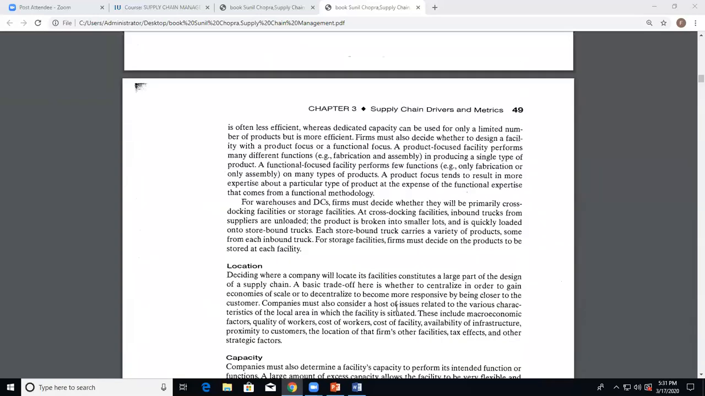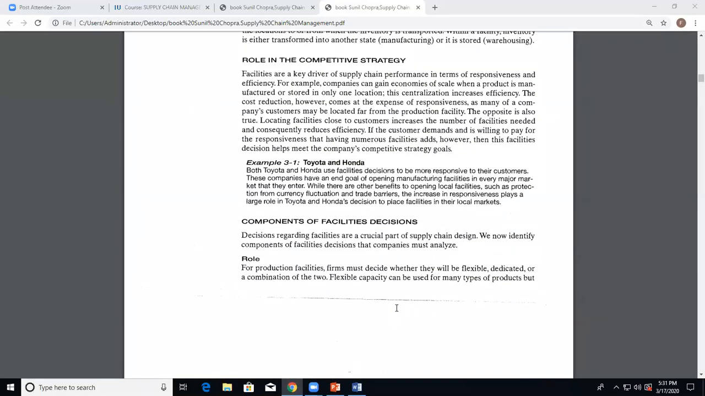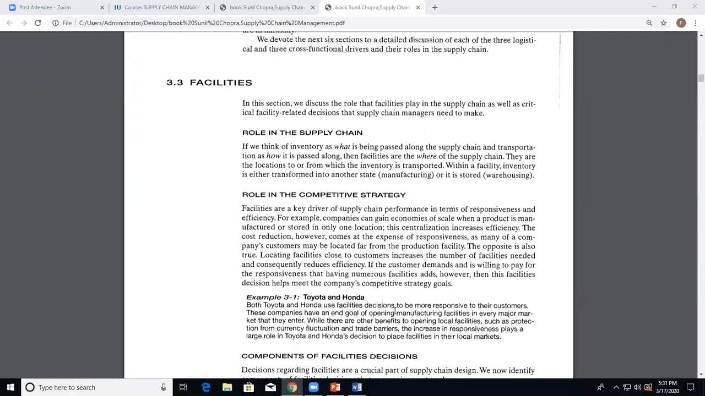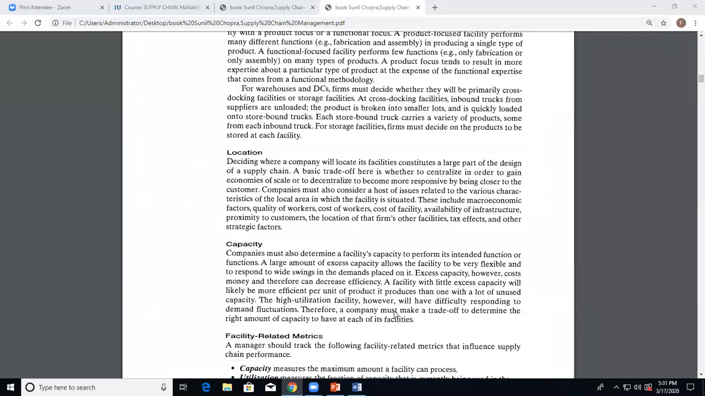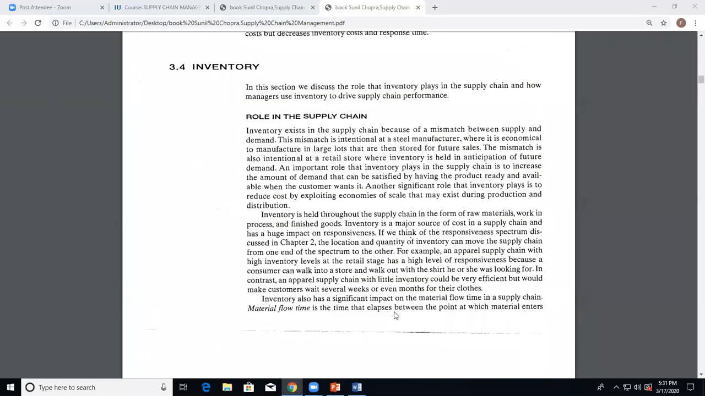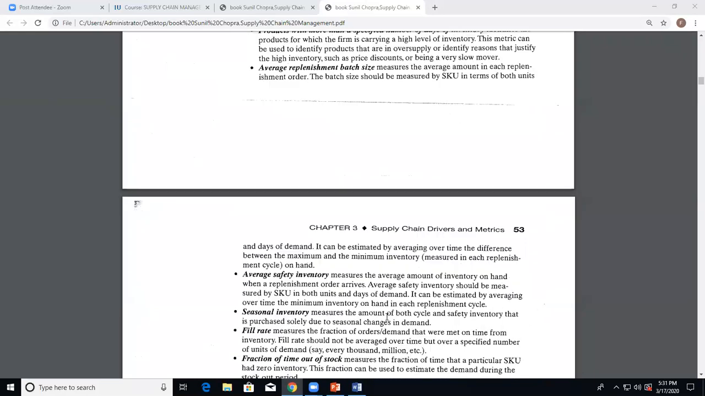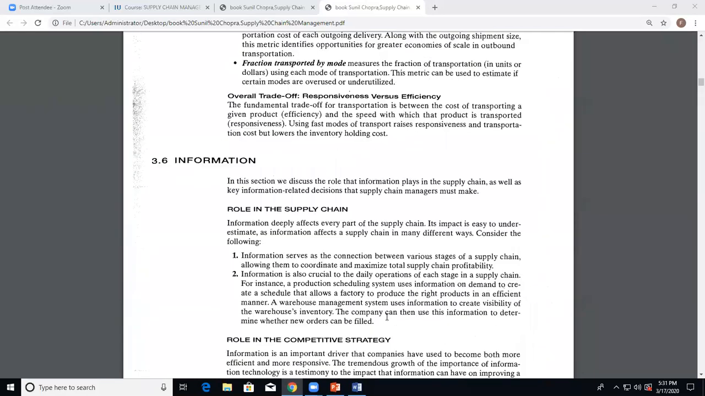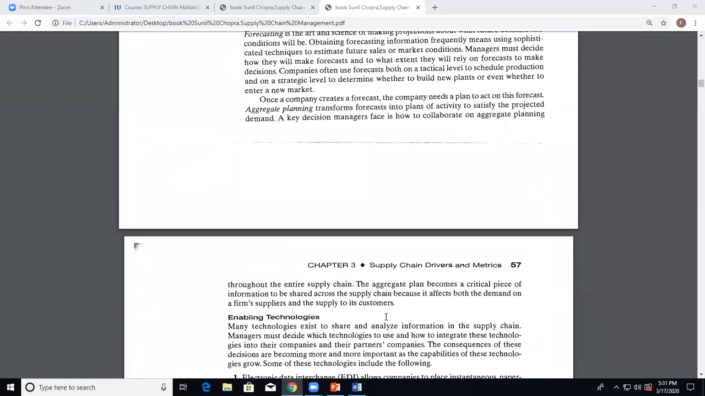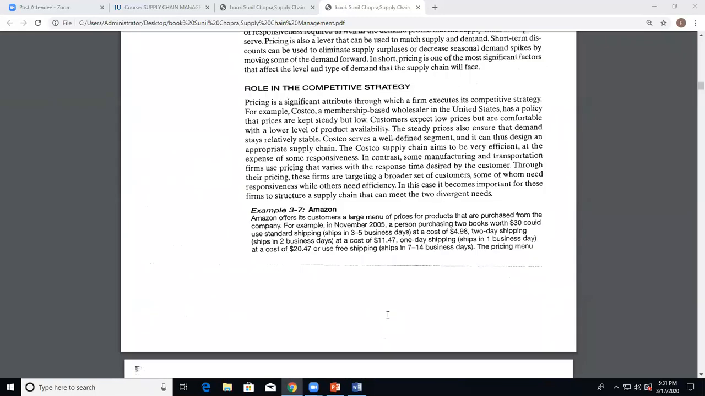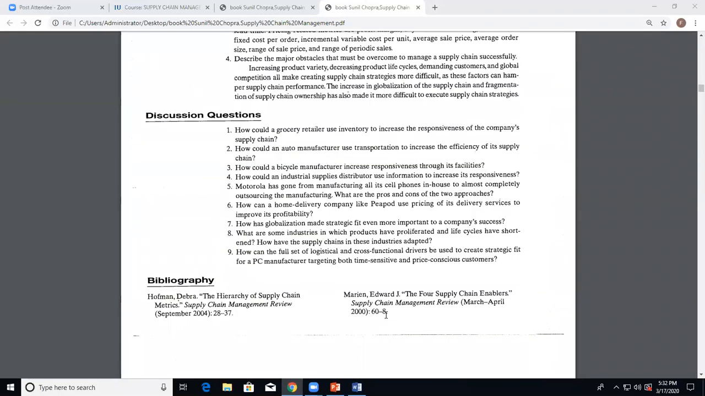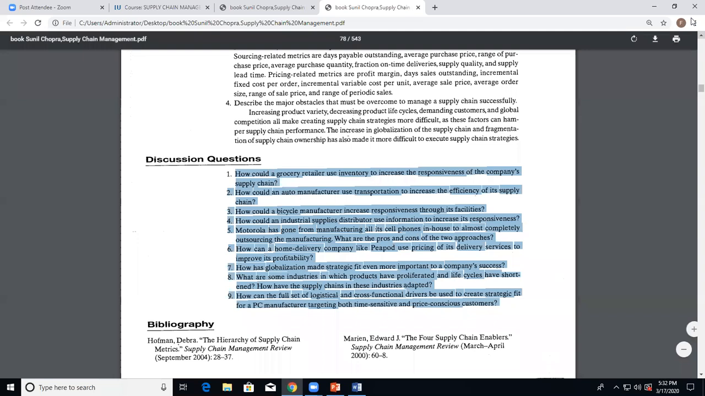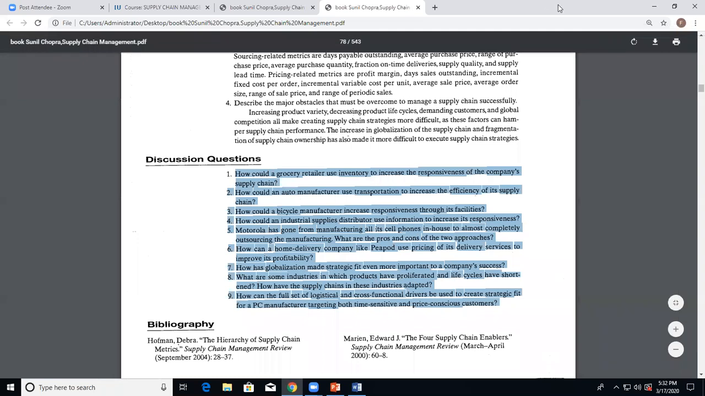So our facilities topic is complete. What you have to do is the same: you have to study inventory, transportation, information, sourcing, and pricing on your own. And I have given you an assignment in which you have to attempt all of the discussion questions.